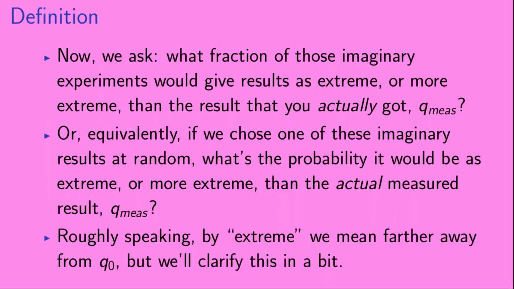Now, we ask, what fraction of those imaginary experiments would give results as extreme or more extreme than the result that you actually got, Q measured? Or, equivalently, if we chose one of these imaginary results at random, what's the probability it would be as extreme or more extreme than the actual measured result, Q measured? And roughly speaking, by extreme, we mean farther away from Q0, but we'll clarify this in a bit.